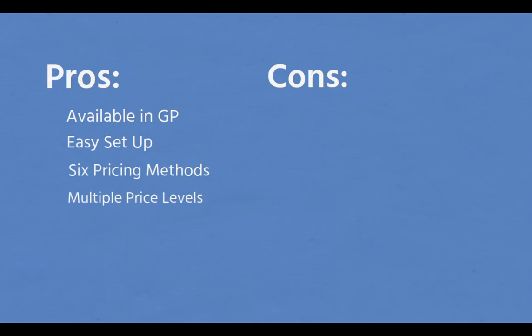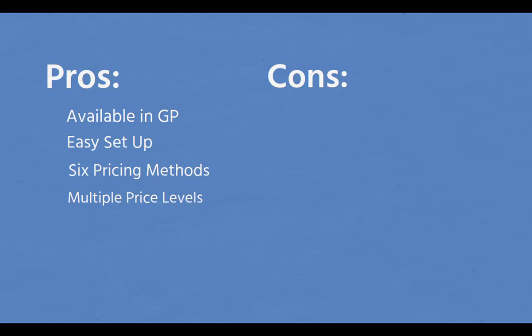The pros: it's already there in GP, so there's no add-on needed. It's easy to set up. It offers 6 different pricing methods so you can calculate pricing based on cost or the list price. You can have multiple price levels on the price list to calculate different percentages per price level. For example, you could have 3 different price levels on an item, diamond, gold, or bronze, with different pricing for each. Then assign the appropriate price level to the customer.